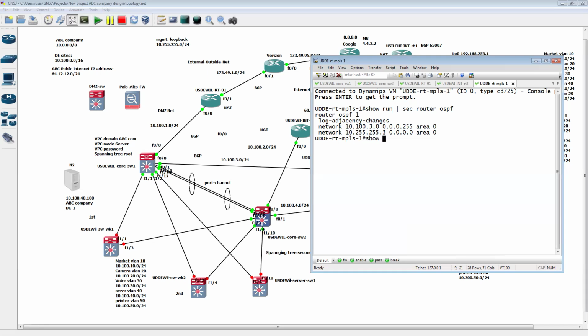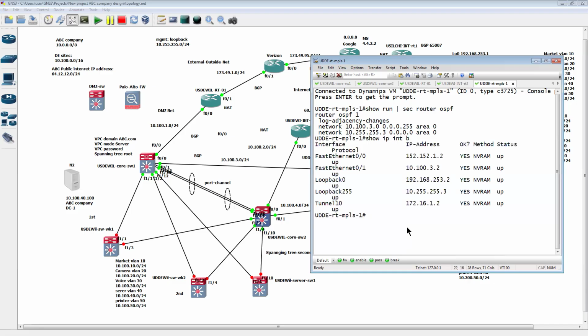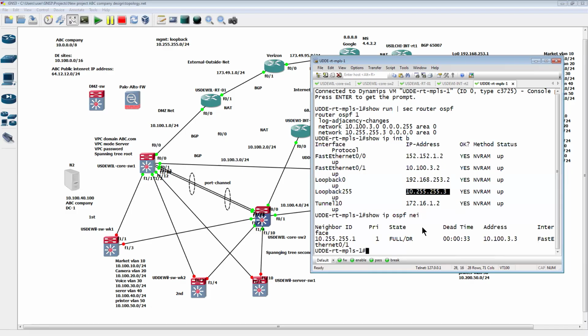So let's review again. What is this IP address again? I believe we're using 10.255. Perfect. And then let's see in here, do we have the OSPF neighbor? So we're using that command in here. Show IP OSPF neighbor. Yeah, we have the neighbor. Good, good. So it only forms with the neighbor, you see.